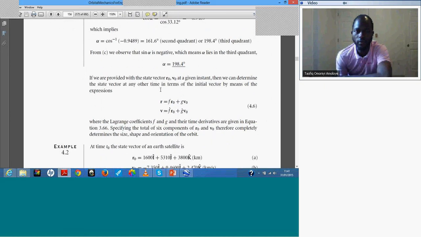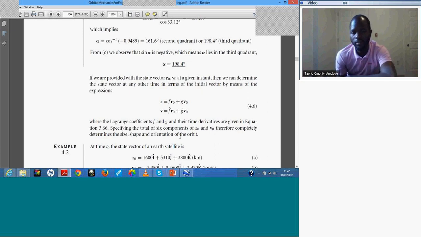If we are provided with the state vector at some point, R0, V0 at a given instant, we can determine the state vector at any other time in terms of the initial vectors by means of the expressions r equals f R0 plus g V0, and v equals f dot R0 plus g dot V0. Remember, f and g are the Lagrange coefficients, and we use them to determine the position vector of an orbit at a later instant in time, given the initial values. The total of six components of R0, V0 therefore completely determines the size, shape, and orientation of the orbit.